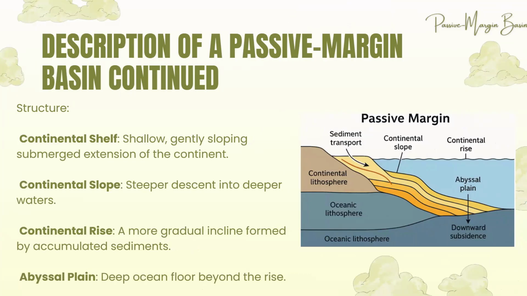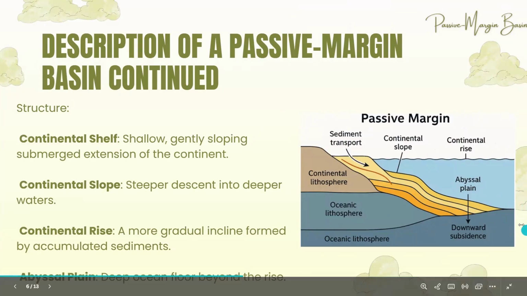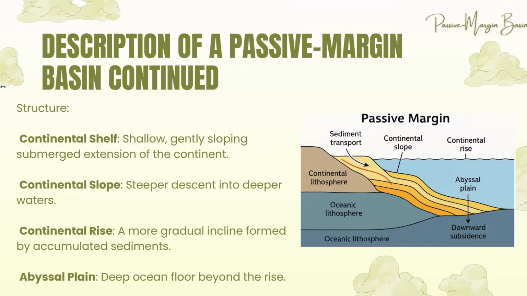Structure. Continental shelf: shallow, gently sloping, submerged extension of the continent. Continental slope: steeper descent into deeper waters. Continental rise: a more gradual incline formed by accumulated sediments. Abyssal plain: deep ocean floor beyond the rise.